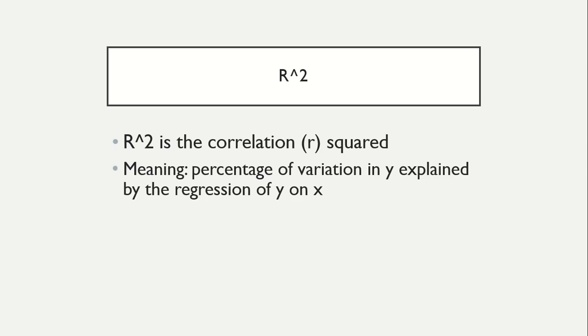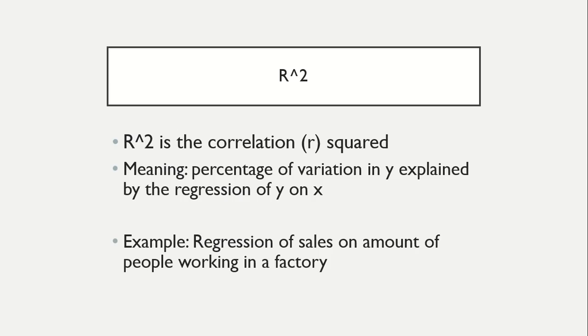Next is R squared. You find R squared when you find the correlation for your model and then square it. The meaning of R squared is it's the percentage of variation in Y explained by the regression of Y on X. What does this actually mean? To understand better, let's look at an example.